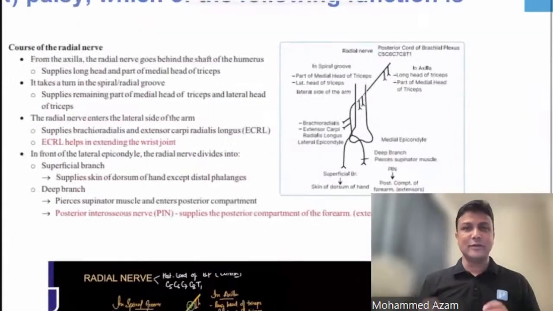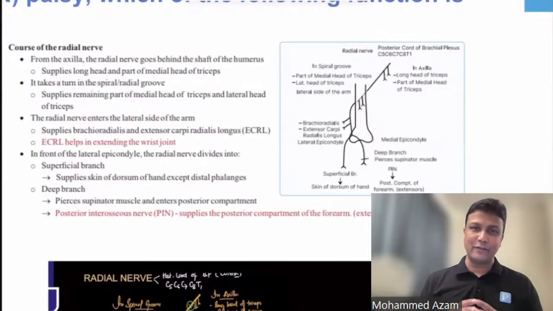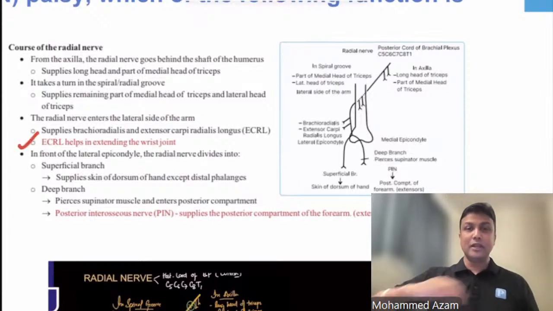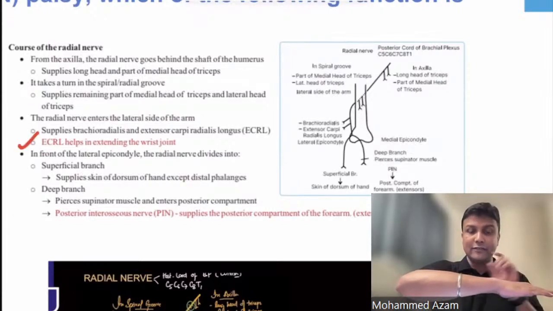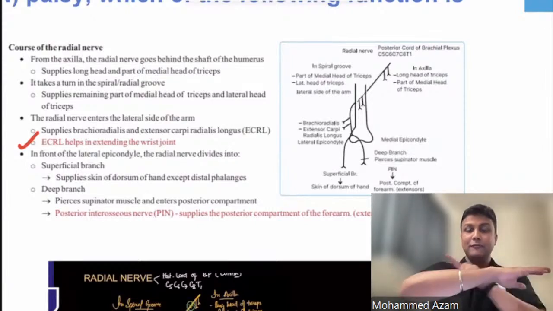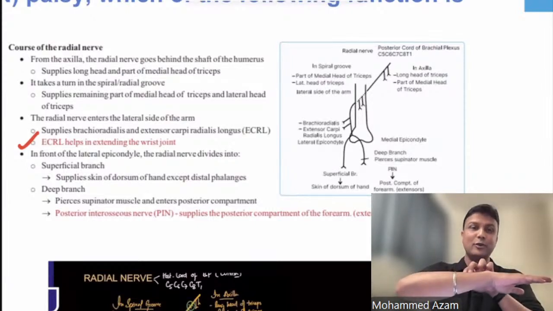So I have said this to you recently in the rapid revision session. I told you that ECRL is the one which is mainly helping in extension at the wrist joint. So you have to observe here very carefully. If ECRL is gone, then what is going to happen? Wrist drop will occur. If PIN is gone, then what is going to happen?